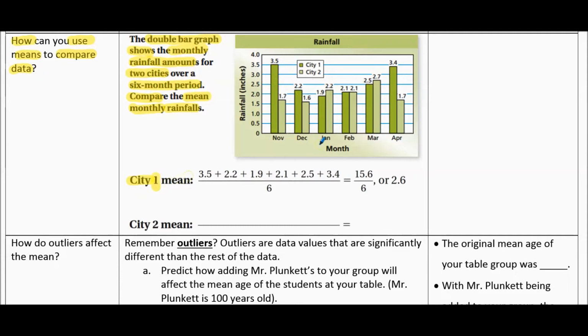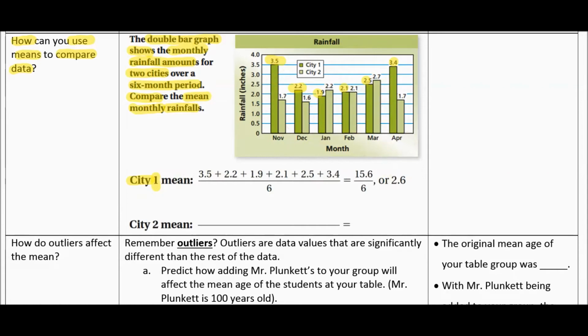So city one. Here's the 6-month period: November, December, January, February, March, April. City one is this darker green: 3.5, 2.2, 1.9, 2.1, 2.5, 3.4. It looks like the second city has less rain in some of these months. I already found the mean of the first city: 3.5 plus 2.2 plus 1.9 plus 2.1 plus 2.5 plus 3.4, all divided by 6. Why 6? There are 6 months of data. And I got about 2.6.